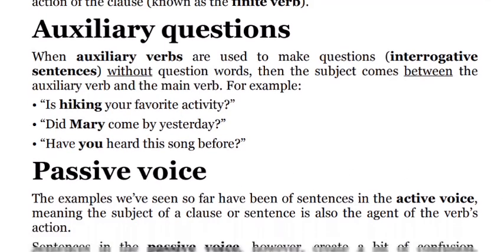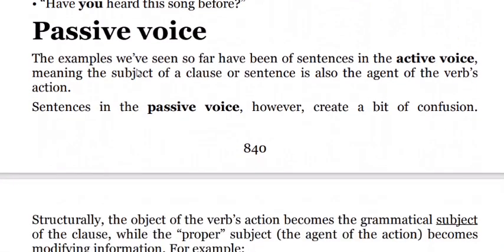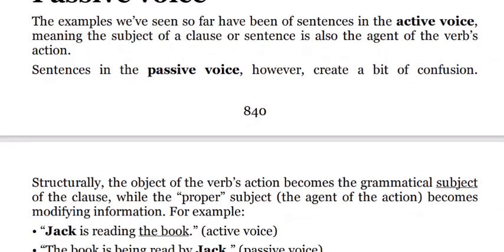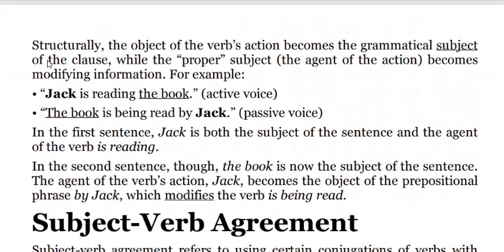Passive voice. The role of subject in passive voice. The examples we have seen so far have been of sentences in the active voice, meaning the subject of a clause or sentence is also the agent of the verb's action. Sentences in the passive voice, however, create a bit of confusion. There is a different situation of subject. Structurally, the object of the verb's action becomes the grammatical subject of the clause, while the proper subject, the agent of the action, becomes modifying information.